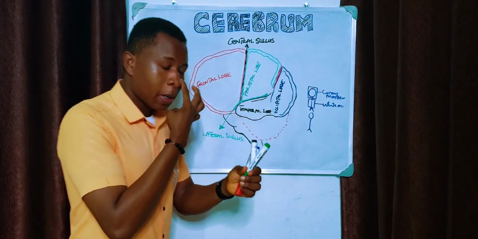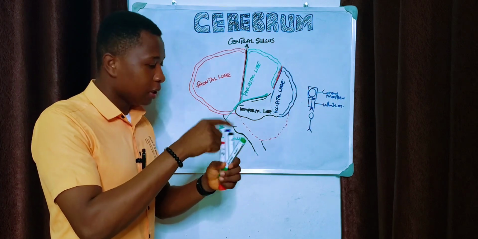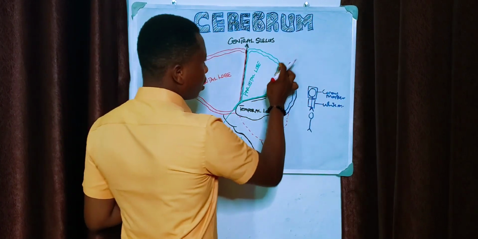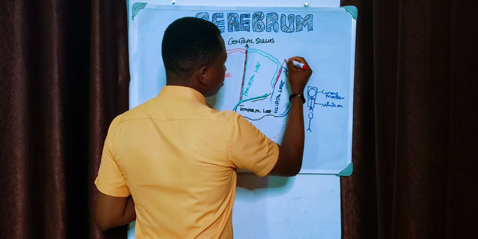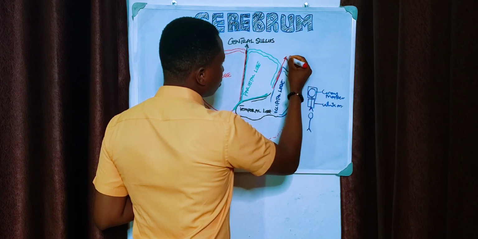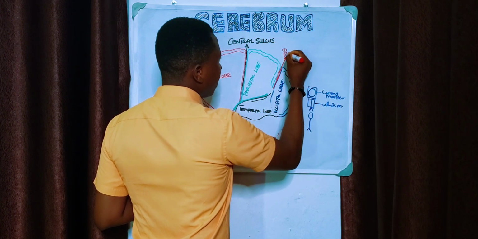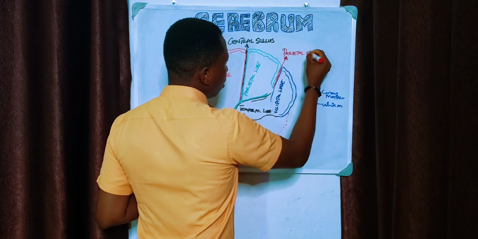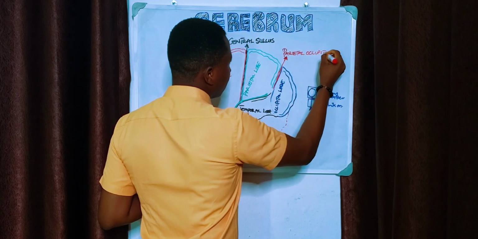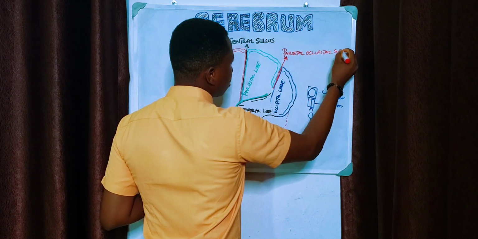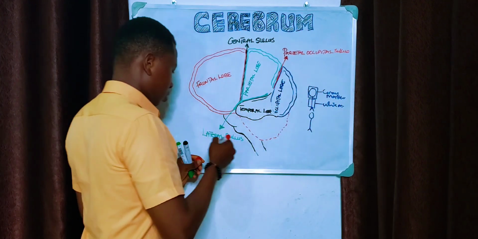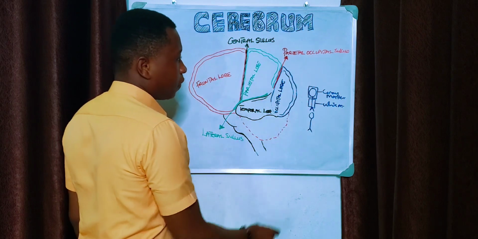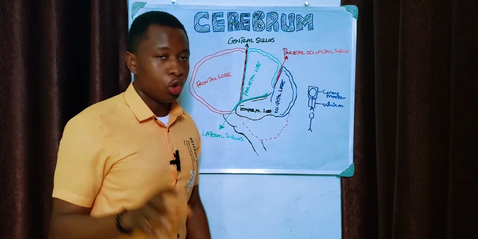The next sulcus we're going to talk about is this, and it is called the parietal occipital sulcus. The parietal occipital sulcus separates the parietal lobe from the occipital lobe.